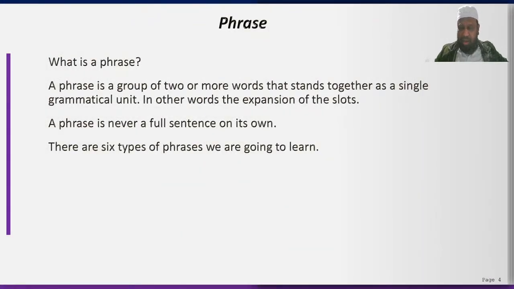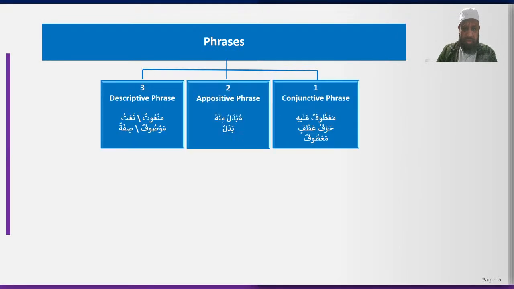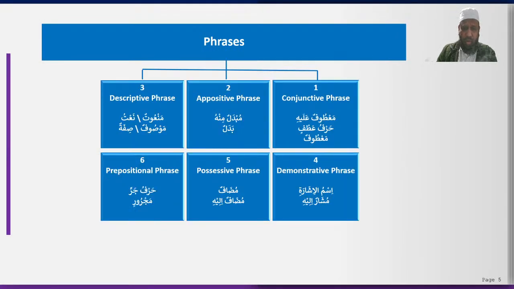To save time and to make the lesson shorter, I'm not doing the revision the way we studied before. So let's go straight to the point. A phrase, as we know, is two or more words that come in a unit or slot. A phrase is never a sentence on its own. We are learning the 6 types of phrases. We are on the 5th one, the possessive phrase, made of mudafun and mudafun ilayhi.